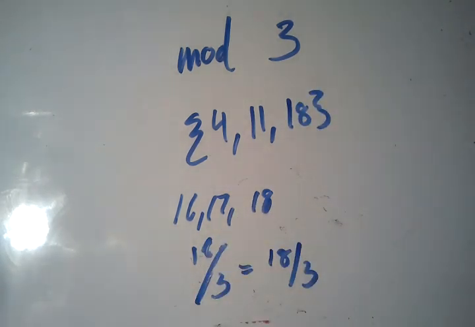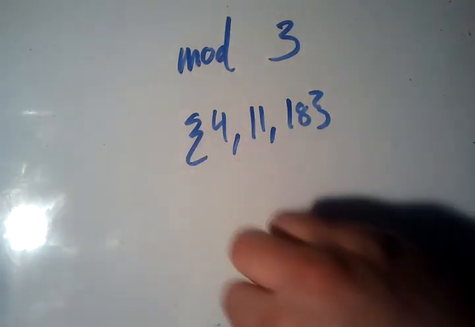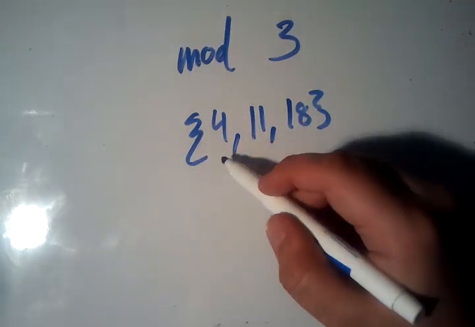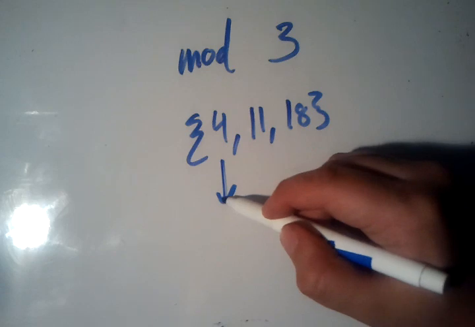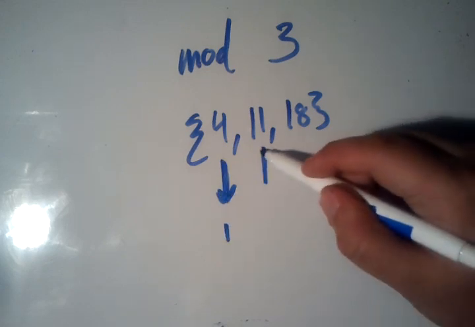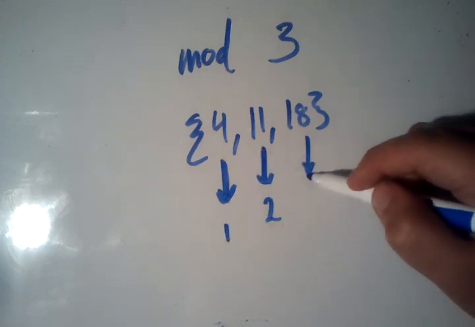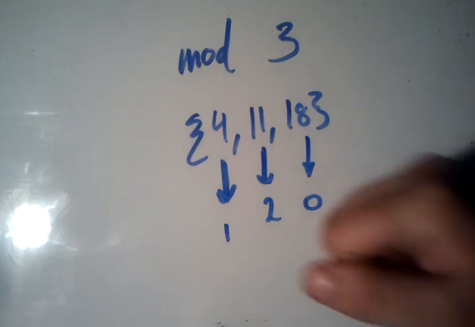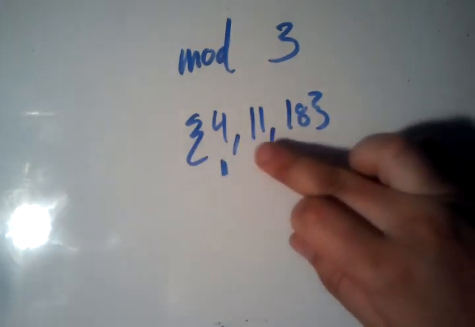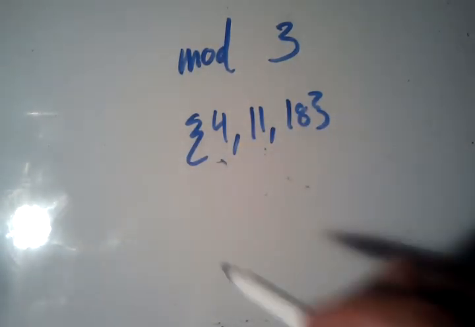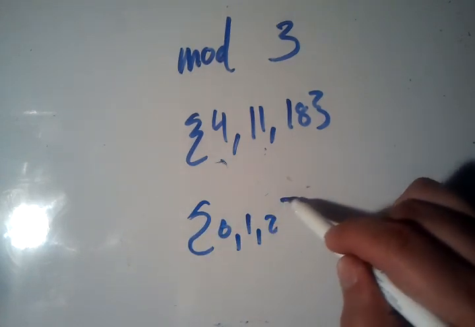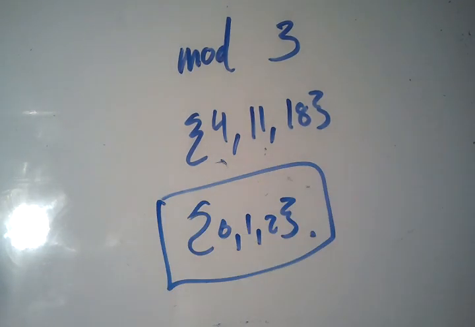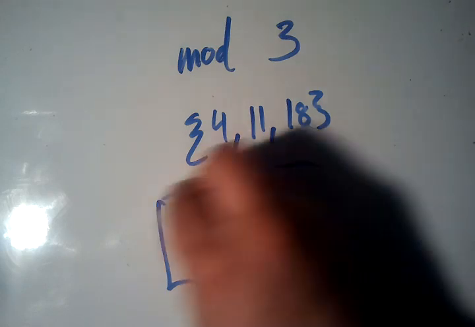Now this seems like a very awkward residue system, but it turns out it works, because if we just reduce it, this is really the remainder of 1. This is really the remainder of 2, and this is really the remainder of 0, just in disguise. And usually the easiest one to use is that 0, 1, 2. But it turns out that this is just as fine, and there's infinite different ones.